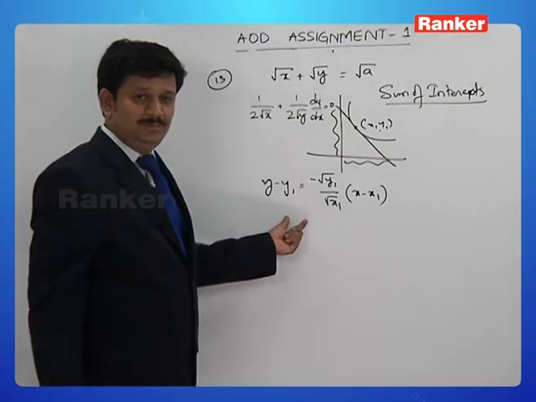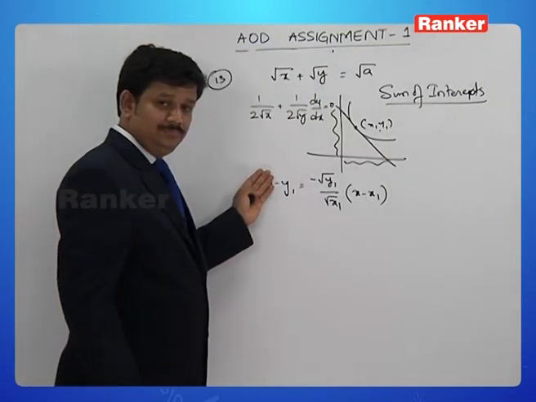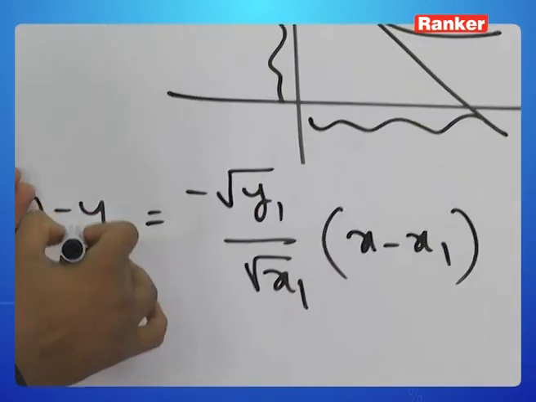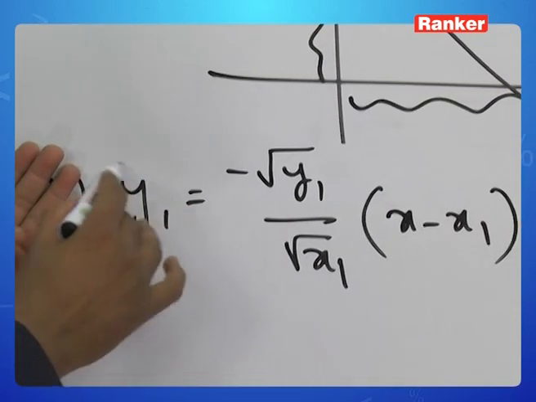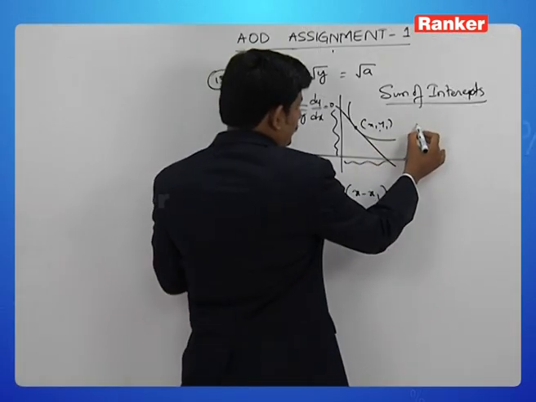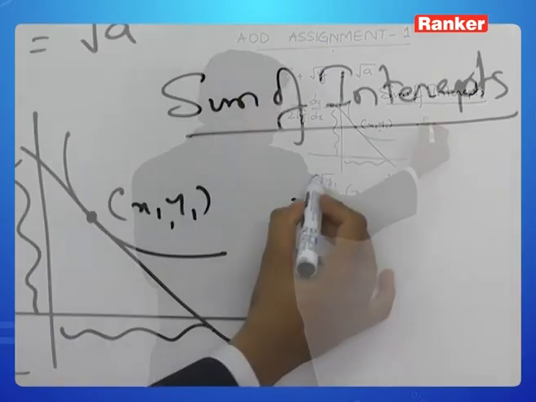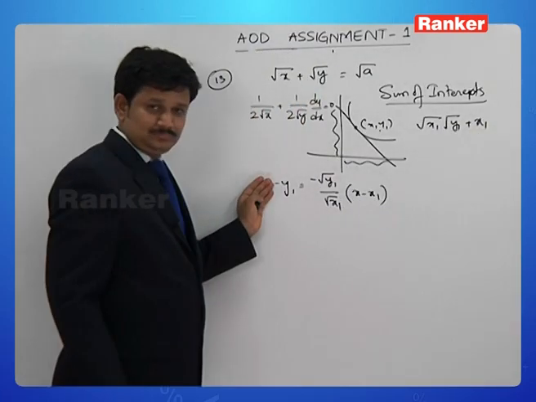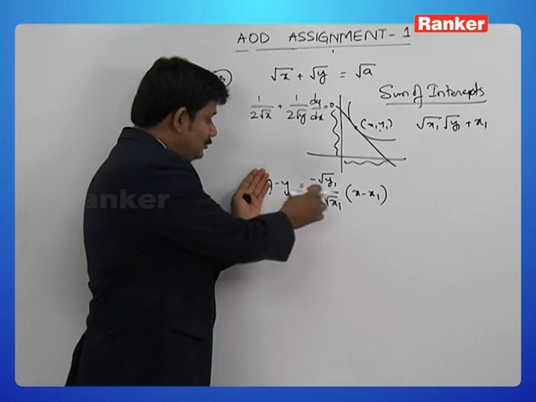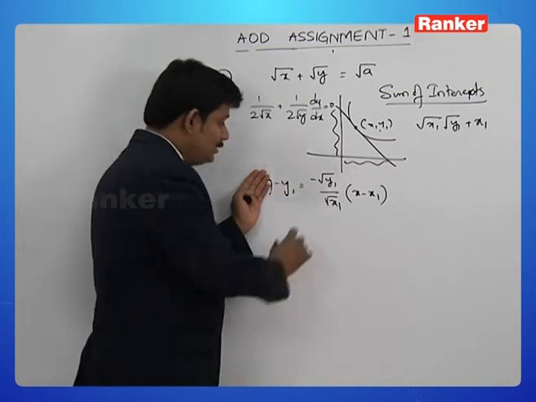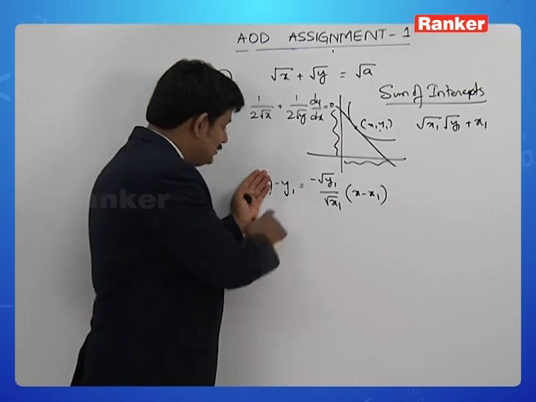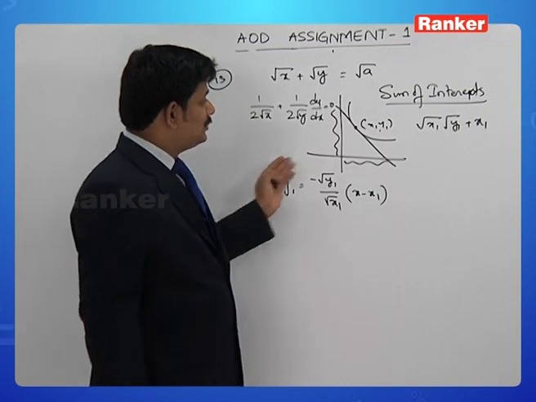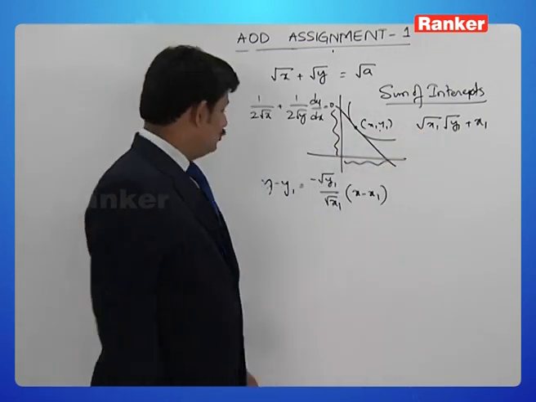Let us see what the x-intercept is. For the x-intercept, put y equal to 0. Minus y1 is equal to minus root y1 by root x1 into x minus x1. The minus signs get cancelled, root y1 gets cancelled, and we are left with root y1 into root x1 is equal to x minus x1, or x is equal to x1 plus root x1 root y1.